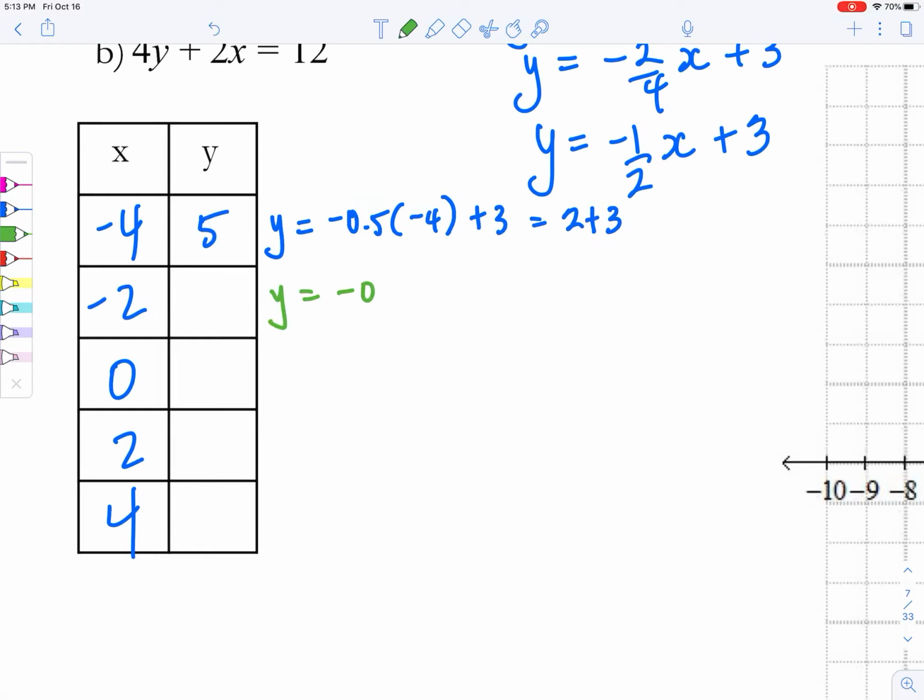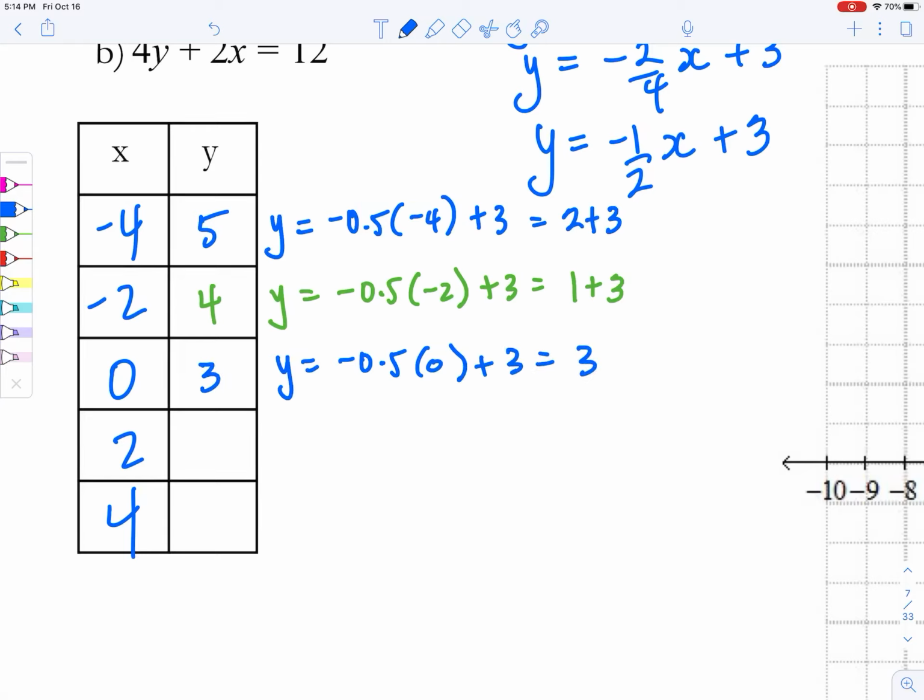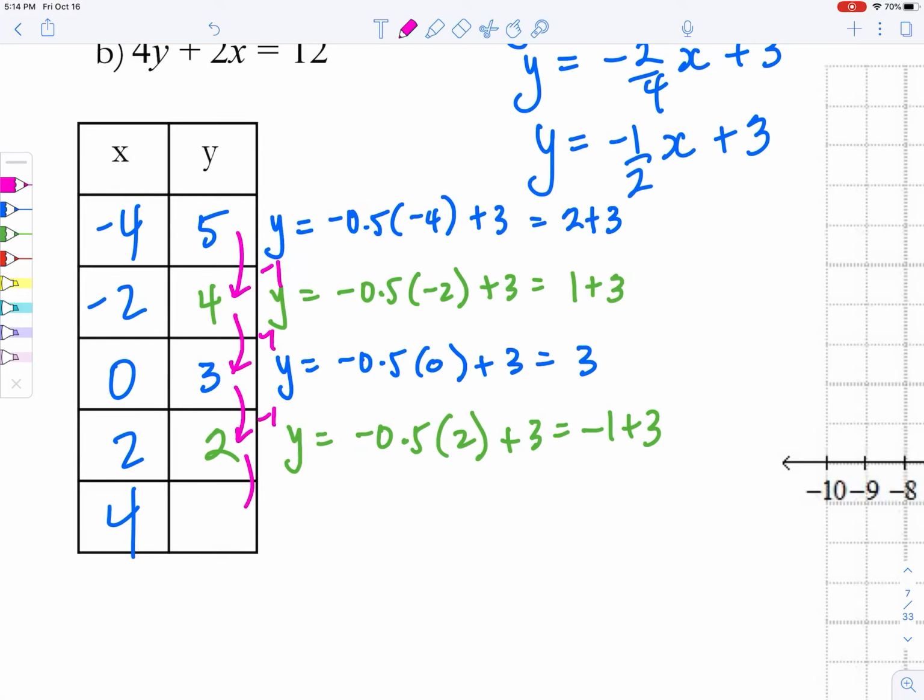For the next one, y equals -0.5 times -2 plus 3, which gives me +1 plus 3, which is 4. Y equals -0.5 times 0, so nothing, plus 3 is just going to be 3. Y equals -0.5 times 2, that's going to give me -1, plus 3 gives an end number of 2. And I hope you can see the pattern here. We're going down by 1 each time. So we don't even have to fill in the last one to know that it's going to be 1.